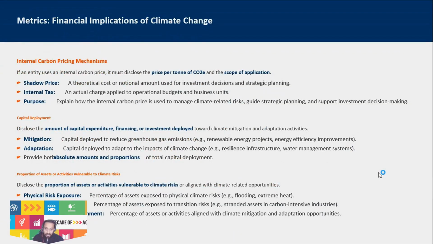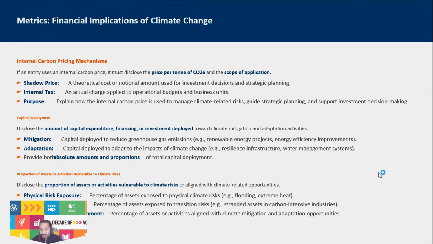So beyond the emissions, IFRS S2 also asks for financial metrics, because definitely it's financial impact reporting. That shows you are serious and connecting your climate risk with the financial risk. For example, internal carbon pricing: do you charge your own business units for their carbon? If so, what is the price per ton? That is part of internal carbon pricing.